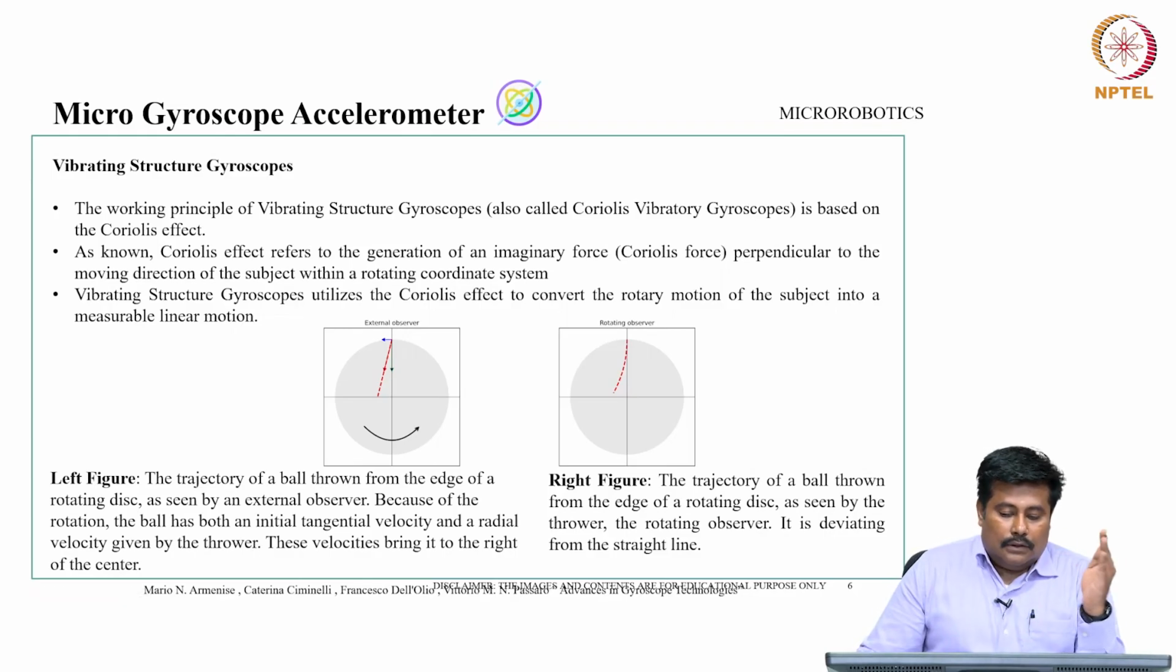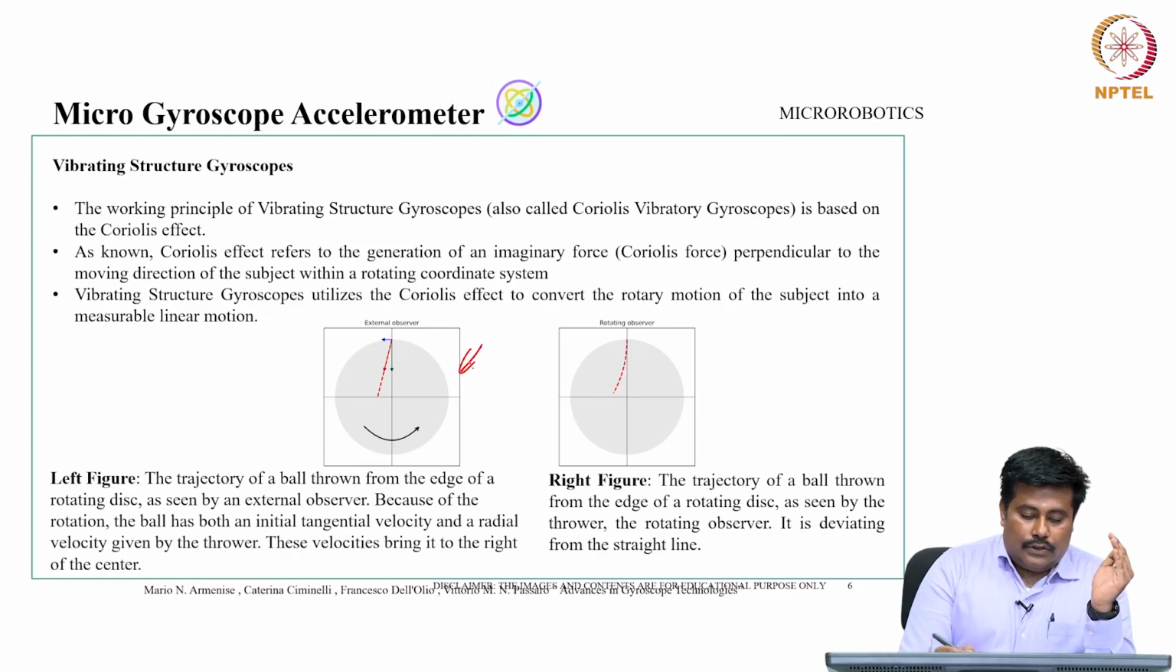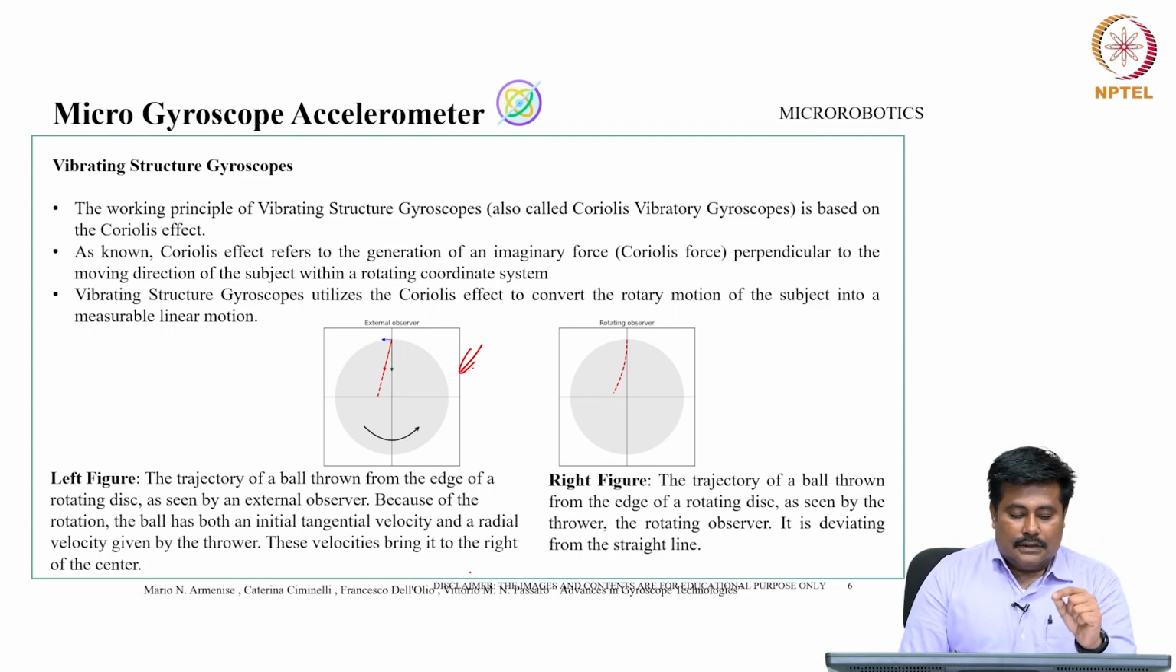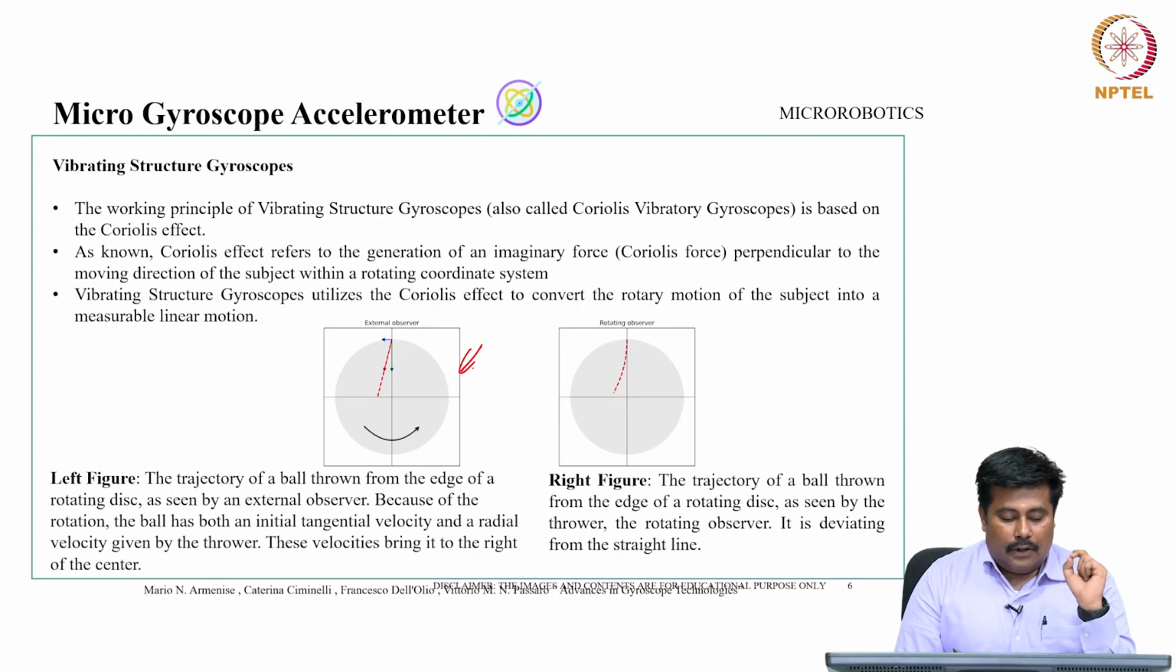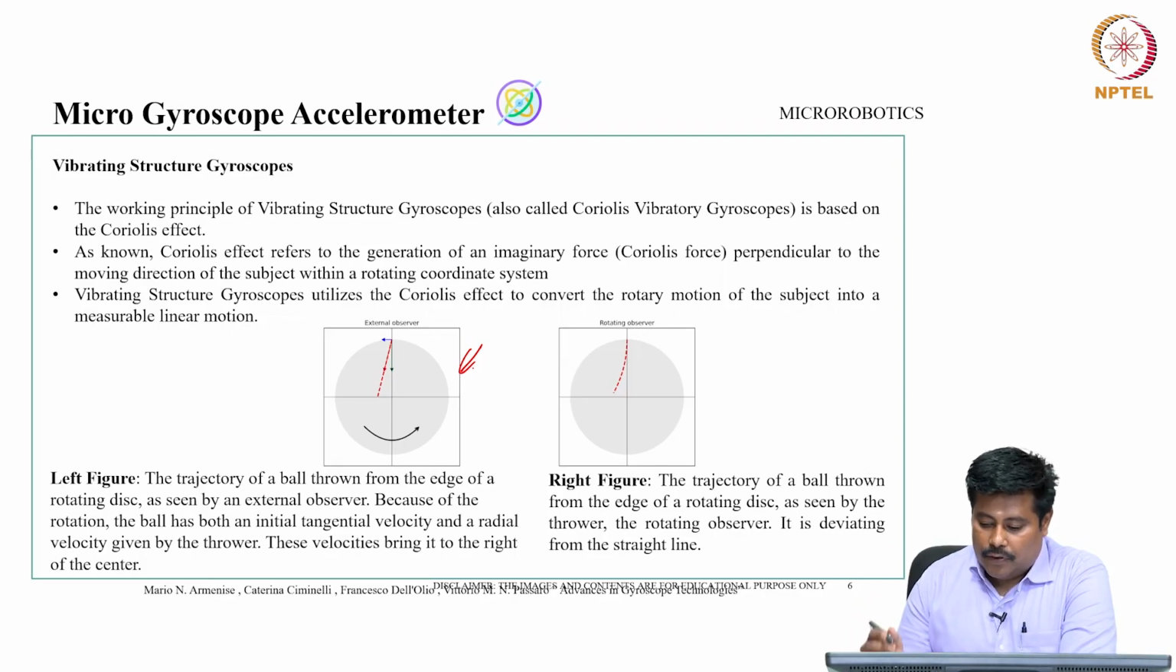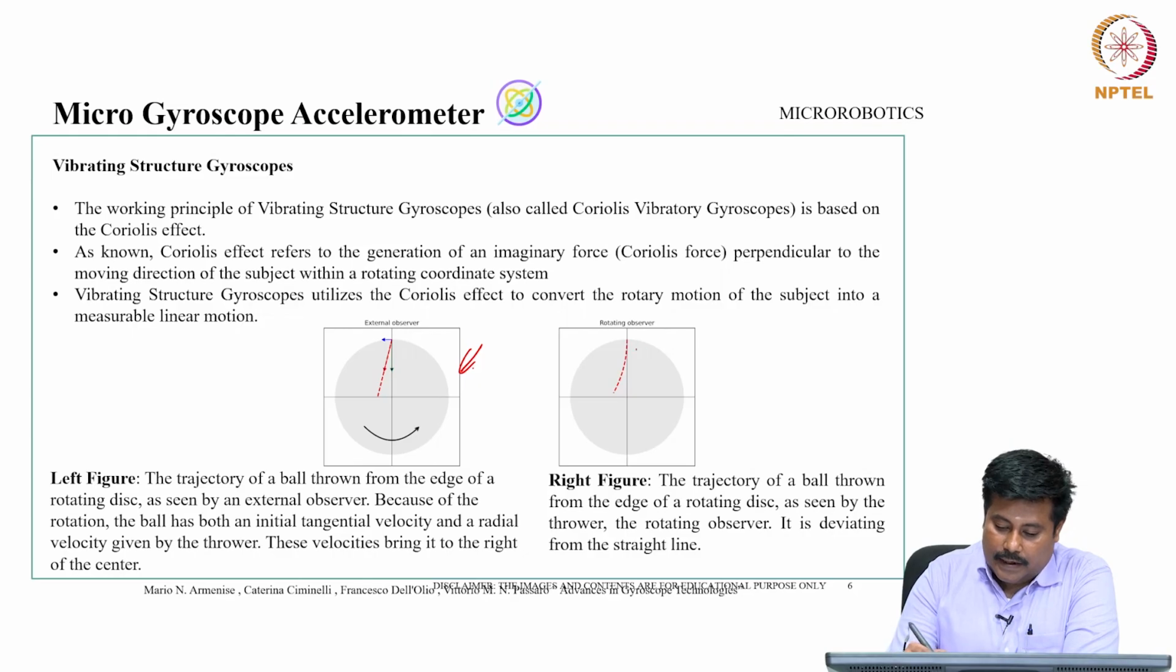So the figure shows the trajectory of a ball thrown from the edge of a rotating disc as seen by an external observer. Because of the rotation, the ball has both an initial tangential velocity and radial velocity given by the thrower. These velocities bring it to the right of the center. Similarly, in the right figure, the trajectory of the ball thrown from the edge of a rotating disc as seen by the thrower, the rotating observer, is deviating from the straight line as shown over here.